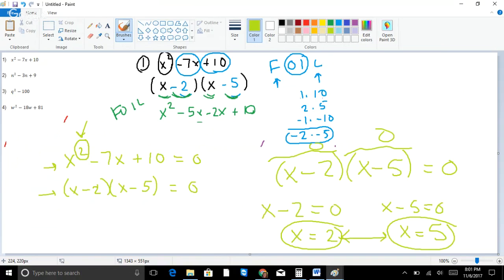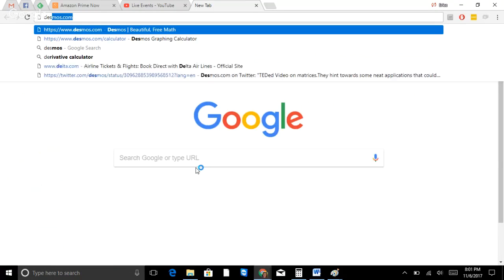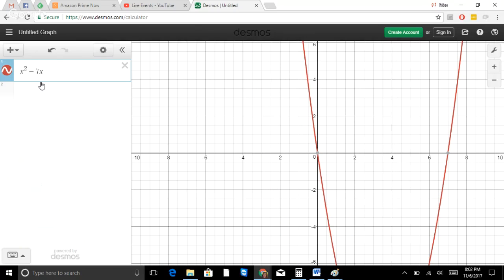All right, so now we're going to bring this completely full circle, and I want to show you this on Desmos, on your graphing tool. So grab your graphing tool, and hopefully this will all kind of click together for you. And we'll do another example like this. Okay, so our equation was x squared minus 7x plus 10.